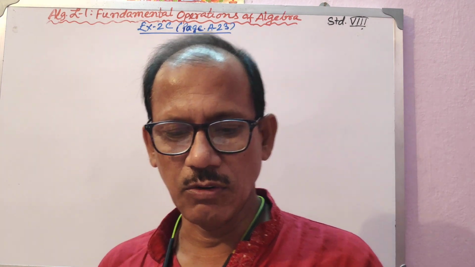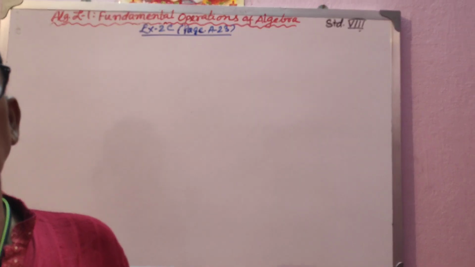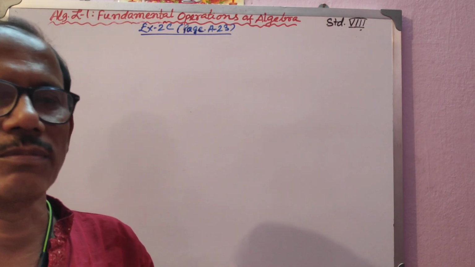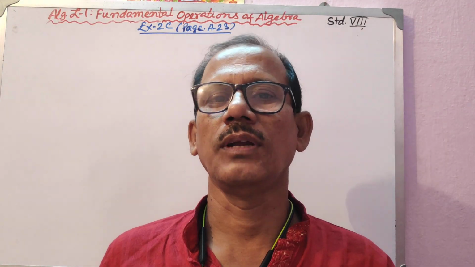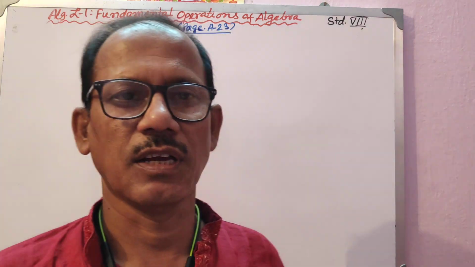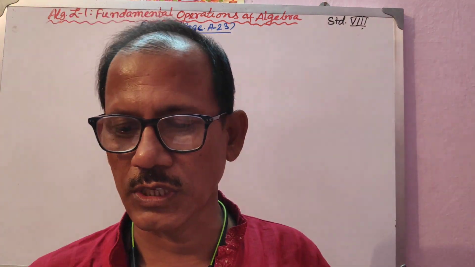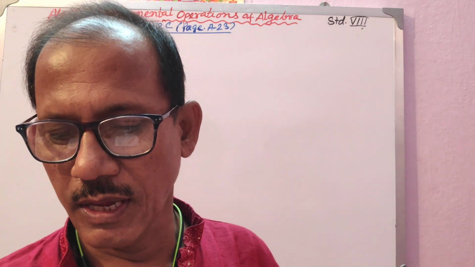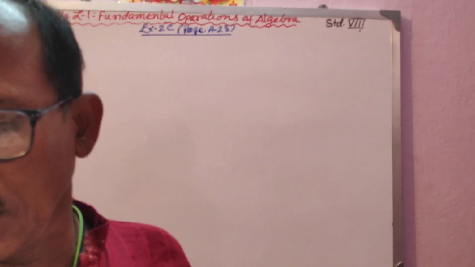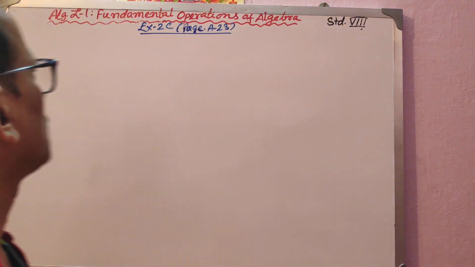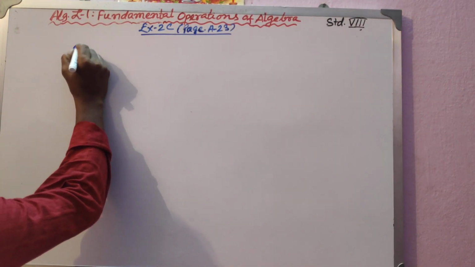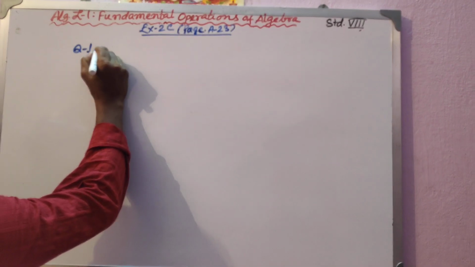Once you learn division, you are supposed to know how to divide when a monomial divisor is there, and how to divide when a binomial or trinomial divisor is there. We'll take some sums from your exercise 2C, page number A23. I will do question number 1, the 4th one. Let us solve.